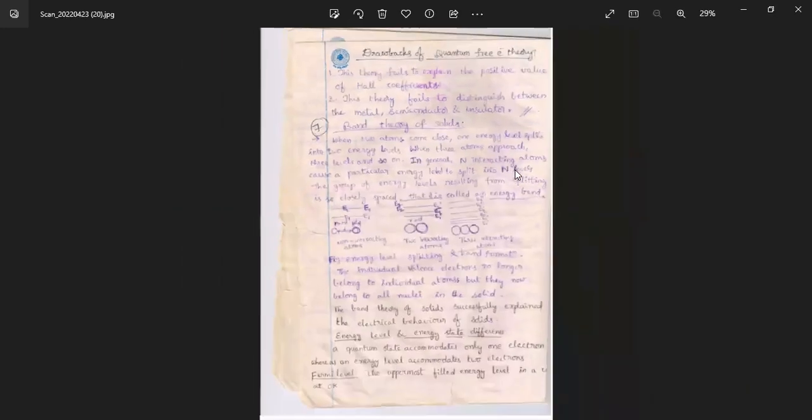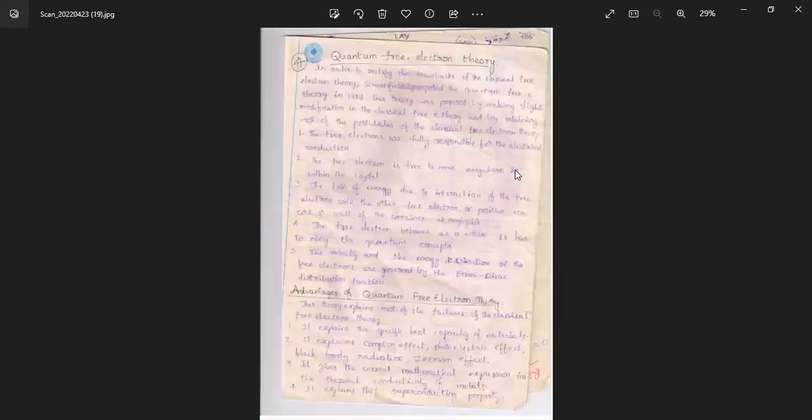According to quantum free electron theory, what is the expression for electrical conductivity? We'll see.